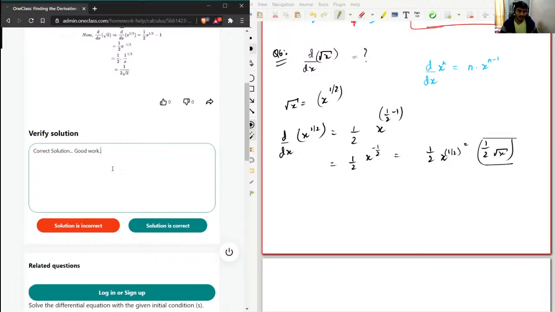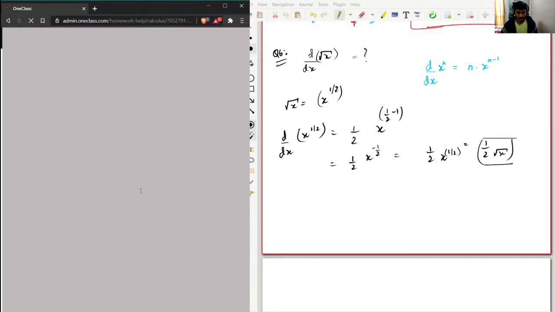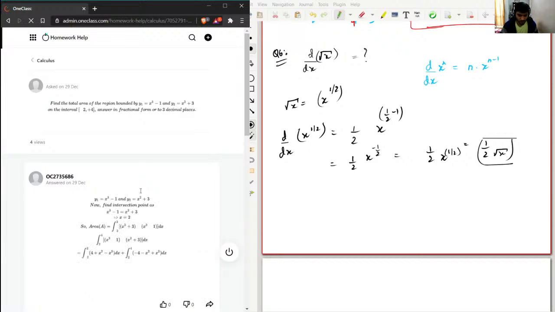And in such kinds of questions, the procedure is usually like this: we convert the square root or cube root into terms of power, then we use the power rule of differentiation and find the final answer, and then we can substitute that power back in terms of square root or cube roots.